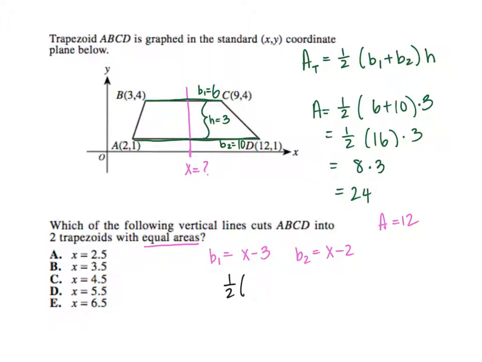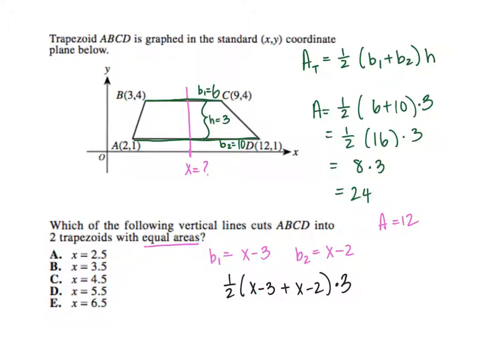So my base here I'm calling x minus 3 added with x minus 2, because this is my base 1 and base 2 that are being added together. And then h here, well, h won't change. H is still going to be 3 no matter where x is. The height's not going to change depending on whatever x is. So height's still 3.